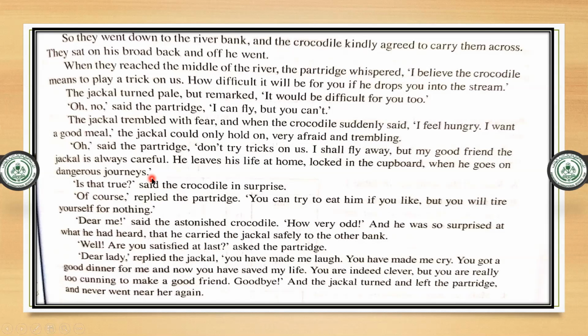Now, dear students, the partridge said, "Don't try tricks on us. I shall fly away, but my good friend, the jackal, is always careful. He leaves his life at home, locked into the cupboard when he goes on dangerous journeys." So he said to the crocodile, "Don't try tricks on us. I can fly, and my friend has his life at home. Whenever he goes on dangerous journeys, he leaves his life at home."